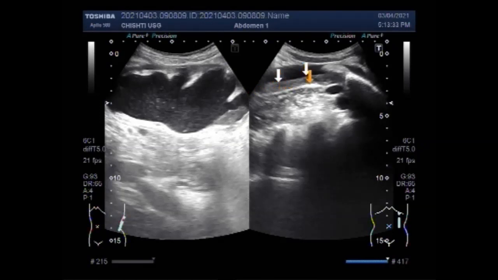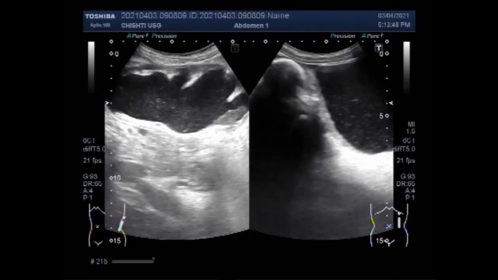You can see the difference. This is the sludge, and this is the stone.